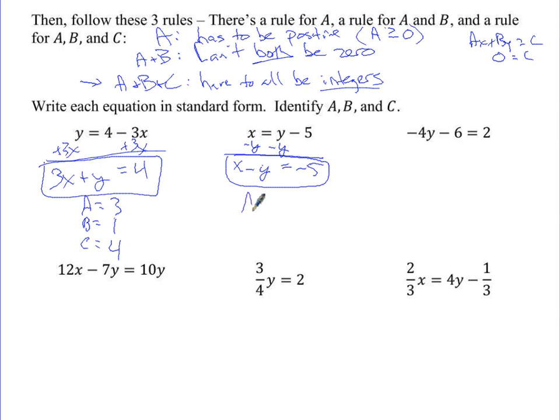And we need to identify A, B, and C. What is A? 1. What is B? -1. And C is good. All right. See if you can do the third one, but only the third one. Don't go on.